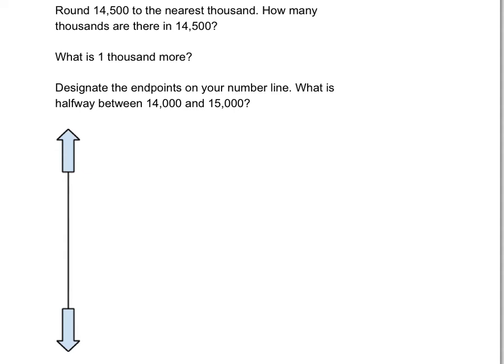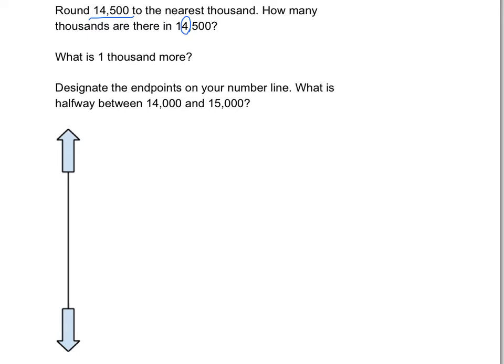When asking students to round numbers, the vertical number line is something that can really help them visualize why we're rounding a number to the next place or the place that the number is already in. So in this example, we want to take the number 14,500 and round it to the nearest thousand. The question we have students ask themselves is, how many thousands are there in your number, 14,500? We see that there's a 4 in the thousands place.